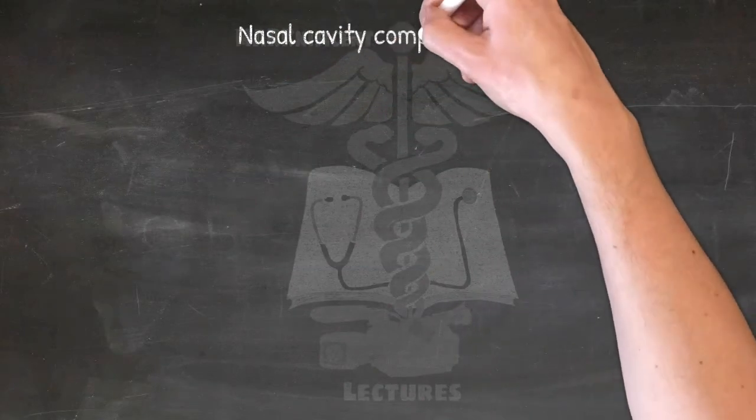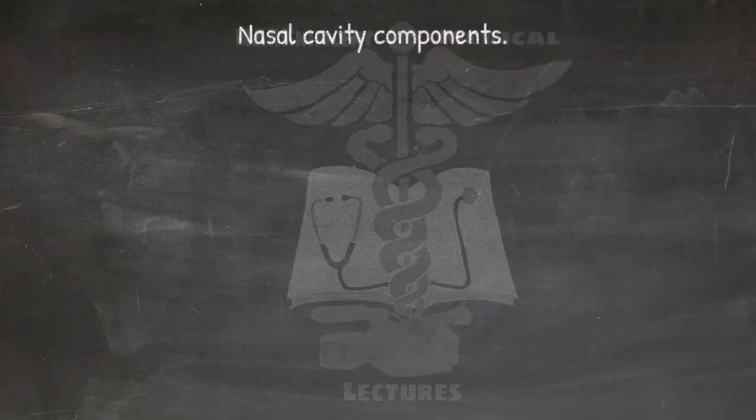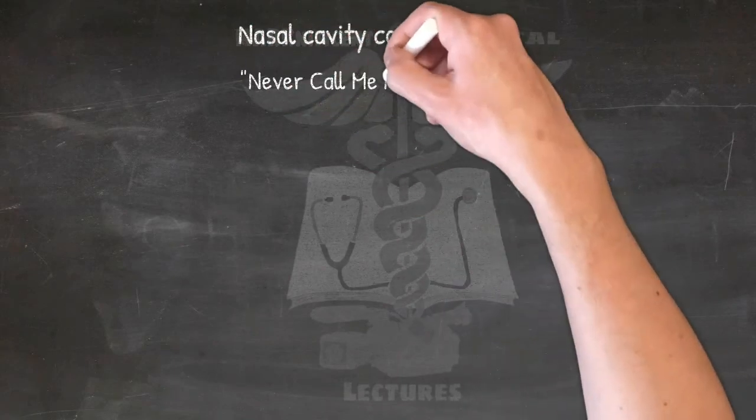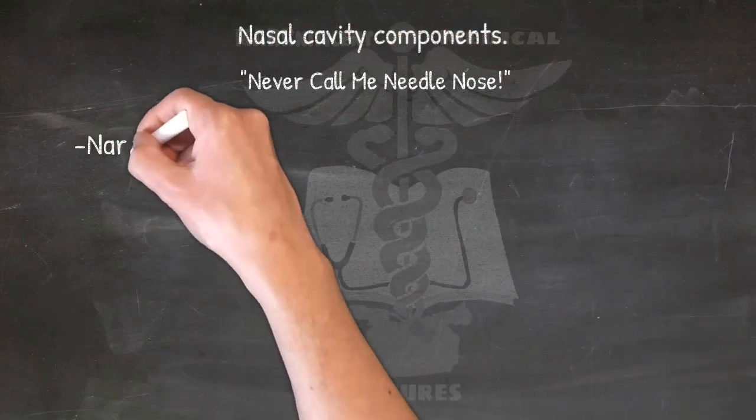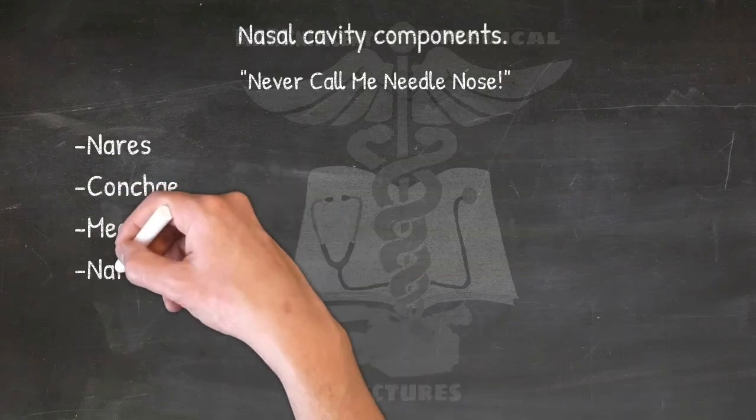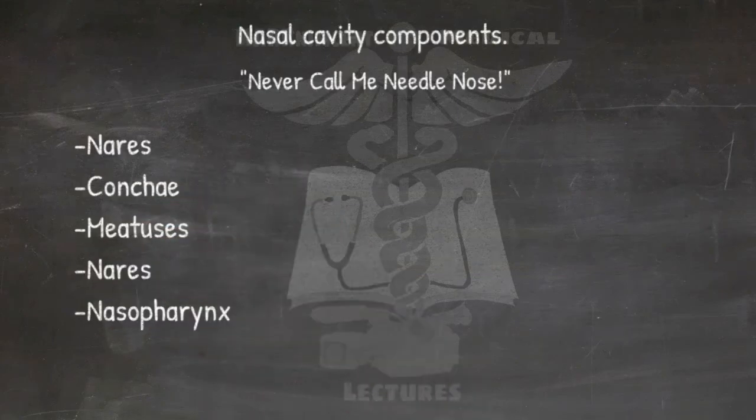Nasal cavity components. Never call me needle nose. Nares, conchae, meatus, nares, nasopharynx. Note that this mnemonic sentence is nasally related, so this would help better.